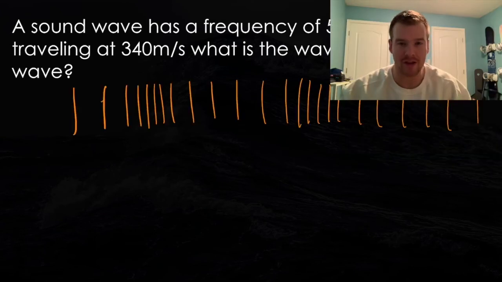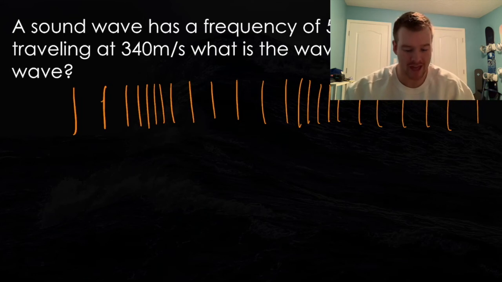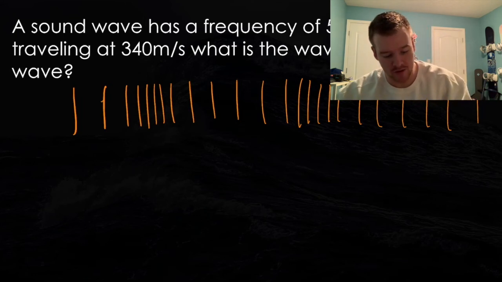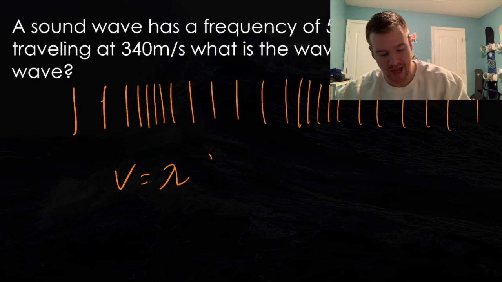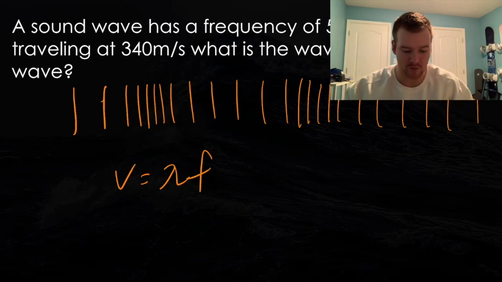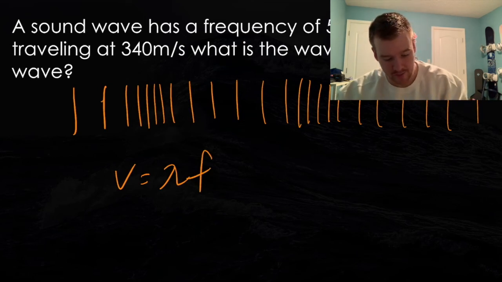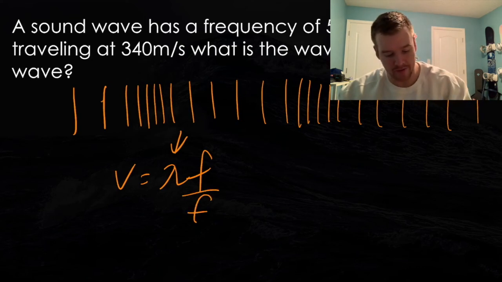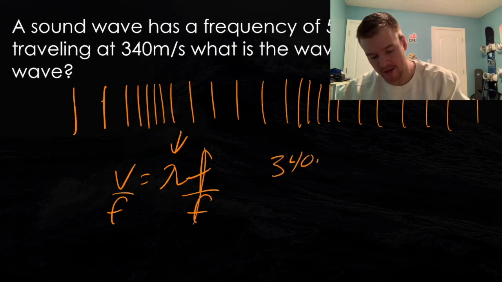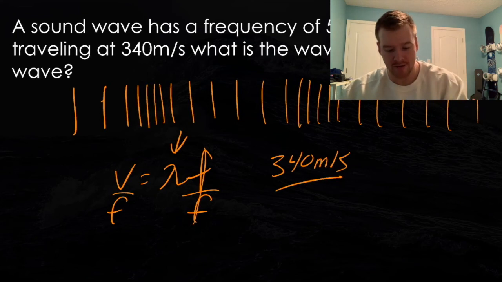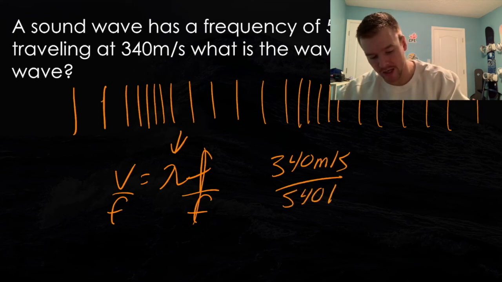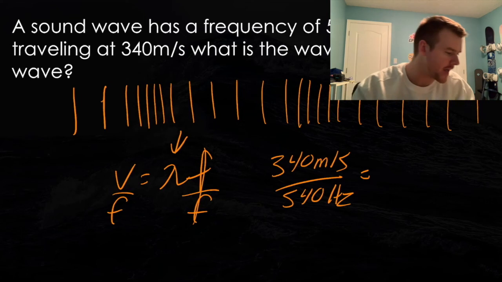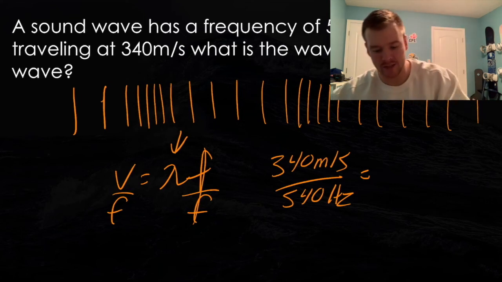Okay, so we have our wave here, whether it's electromagnetic or mechanical. We're still going to describe it with v equals lambda f. Again, that means wavelength times frequency. This one is asking for our wavelength. So to rearrange, all we have to do is divide by frequency on both sides. It's pretty easy to do that. The velocity is 340 meters per second, and we divide by the frequency of 540 hertz. And we should get an answer of 0.629.